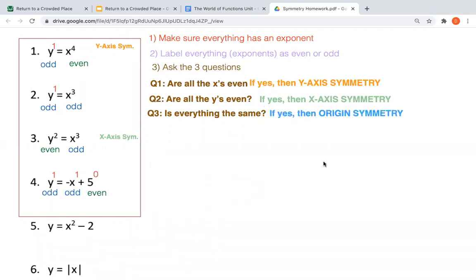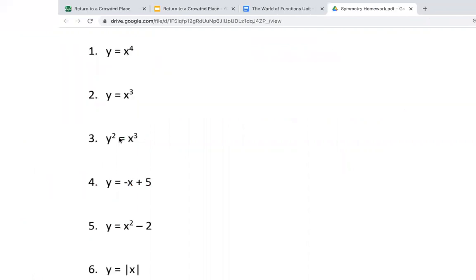So for this, we're going to make sure everything is the same. Here I have one odd, one even. They are not the same. Here I have two odds. So both the same, check. This one even, one odd, not all the same. And this one, two odd, one even. They are not all the same. So number 2 was the only one that passed that test and has origin symmetry.